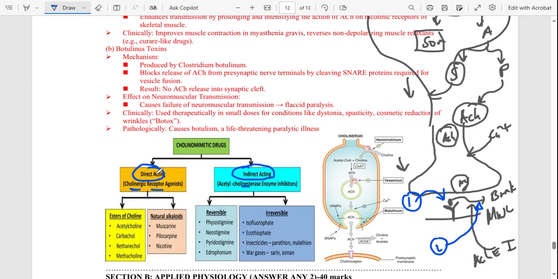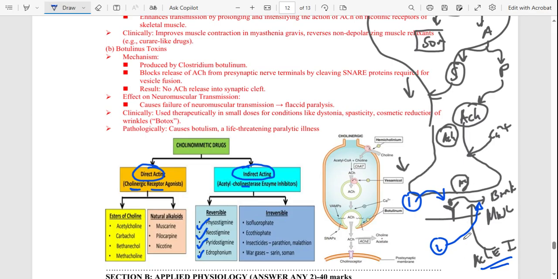So examples of the direct acting include acetylcholine itself, carbachol, bethanechol, methacholine, muscarine, pilocarpine, nicotine. Okay, so that is what happens. These ones will promote contraction. The indirect acting includes physostigmine, neostigmine, pyridostigmine, edrophonium. So these ones will basically stop the breakdown of acetylcholine by acetylcholinesterase so that it can work more.